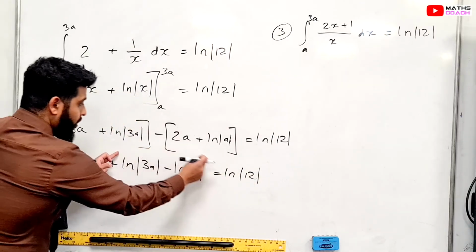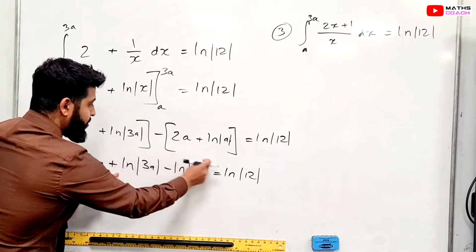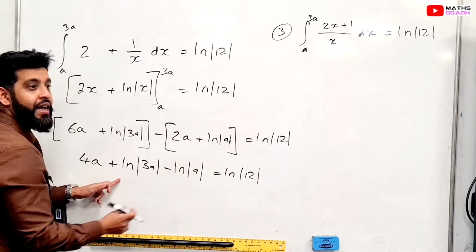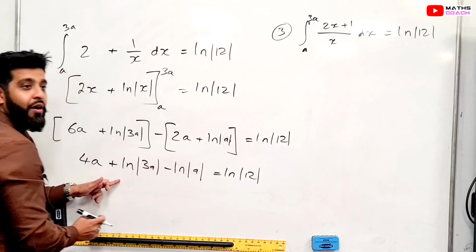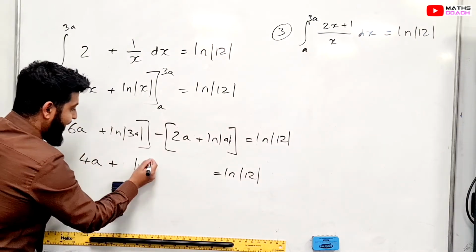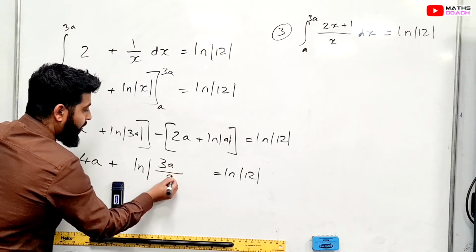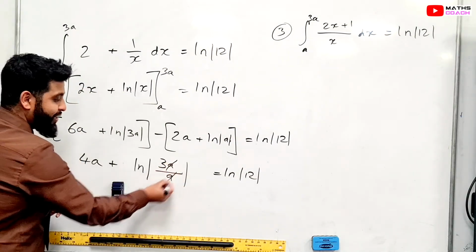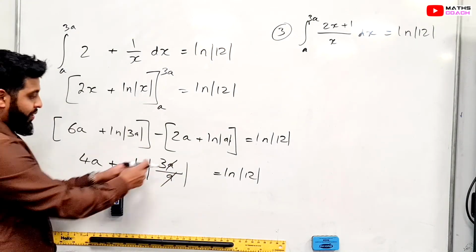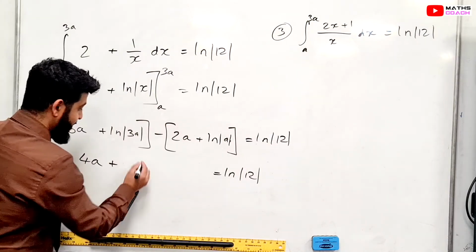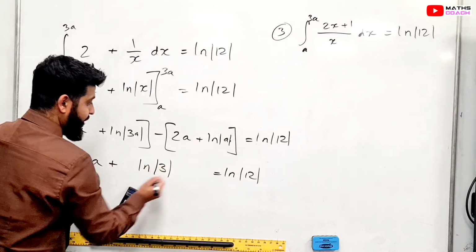Now, the laws of logarithm. What can I do right there? I've got ln 3a minus ln a. I can divide 3a over a. So if I get rid of this, I can have ln 3a over a. And what's ln 3a over a simplified to? We can cancel out the a's. Once we cancel out the a, what do we really have? ln 3. So we have ln 3.